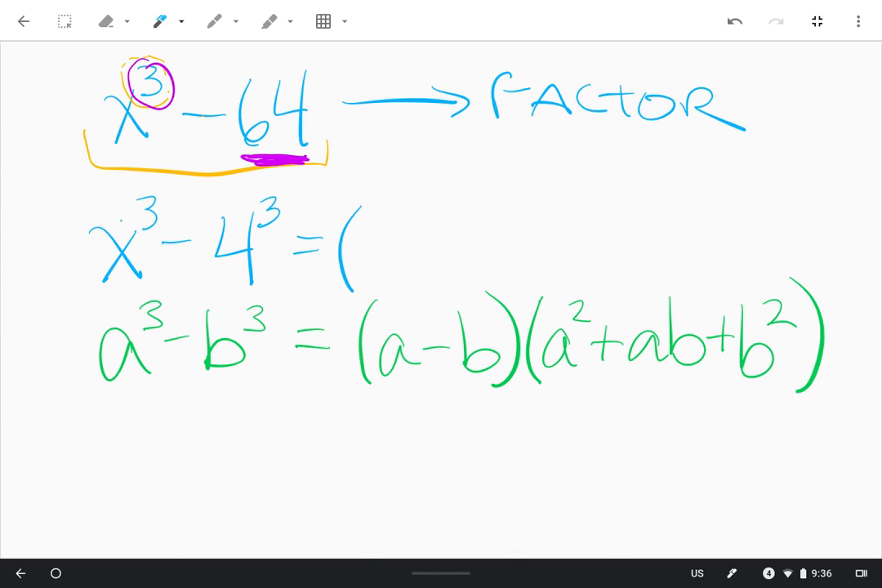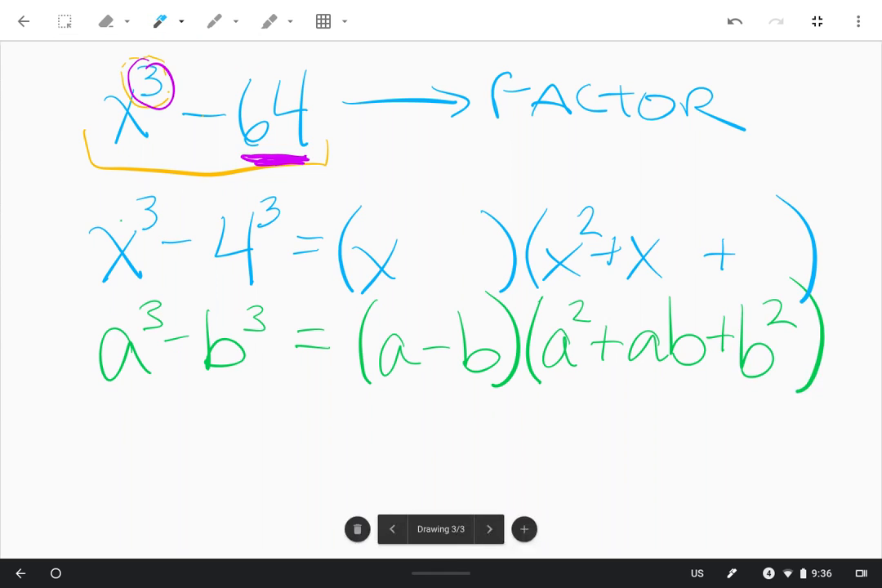So if I follow this pattern, I'm going to have x squared. I'm going to have an x there. And I'm going to go through and do my 4s. 4 is going to go here. 4 is going to go here, and we're going to have to deal with that middle term here in a second. And then 4 is going to go here.